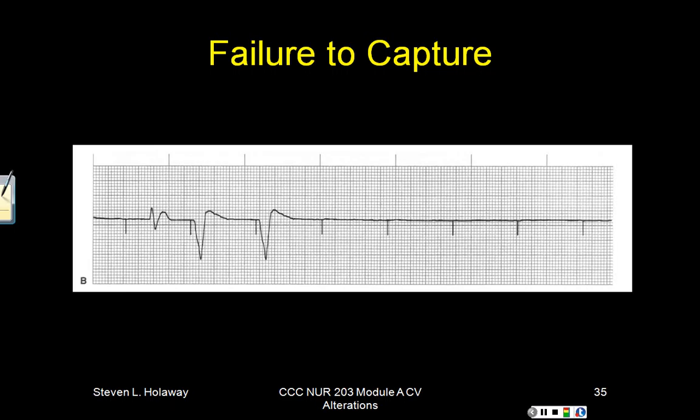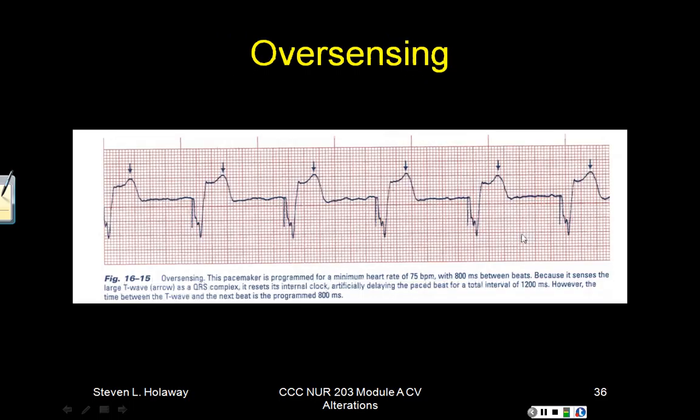The other one is called failure to capture. Failure to capture is where you have a pacemaker, the pacemaker is firing, but there is no QRS complex following that pacemaker. You can see here you've got a pacemaker spike, and you have a QRS after that. Well, here you have a pacemaker, no QRS, pacemaker, no QRS, pacemaker, no QRS.